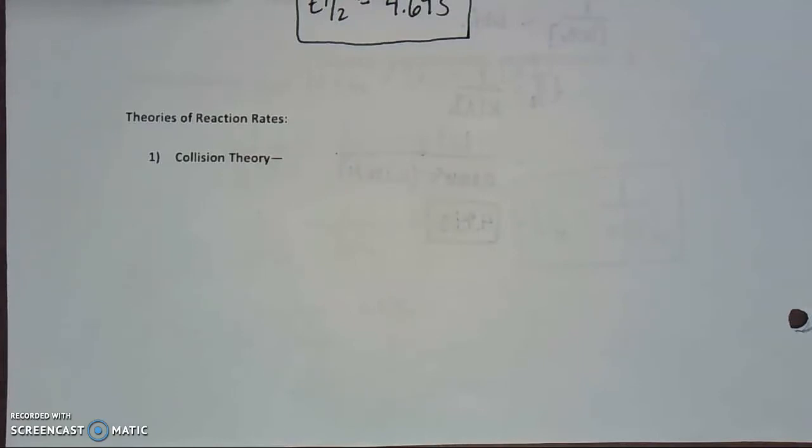So in this video, we're going to start talking about theories of how reactions occur. There are two prevalent theories that work together to describe how a reaction occurs. The first one is called the collision theory.